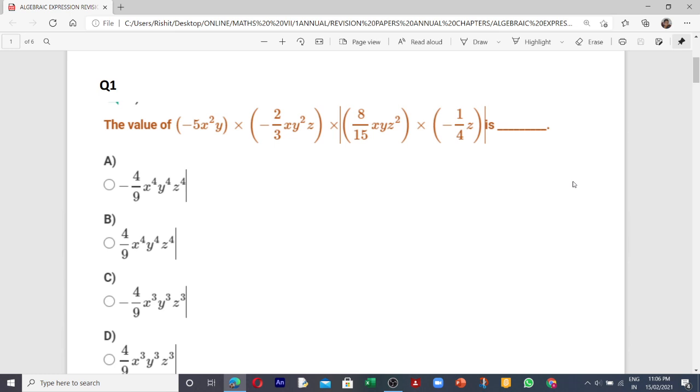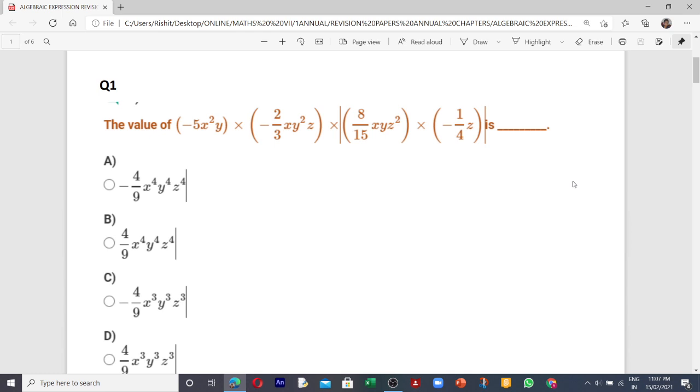Question number 1. This you have to multiply. What is the answer? A, B, C, D. If it is A, write down A and then the respective answer: −4/9 x⁴ y⁴ z⁴. In this way, just mark it in your separate notebook or on a separate page. Mark it, children, from 1 to 10. Then only you are able to see whether your answer is correct or not.